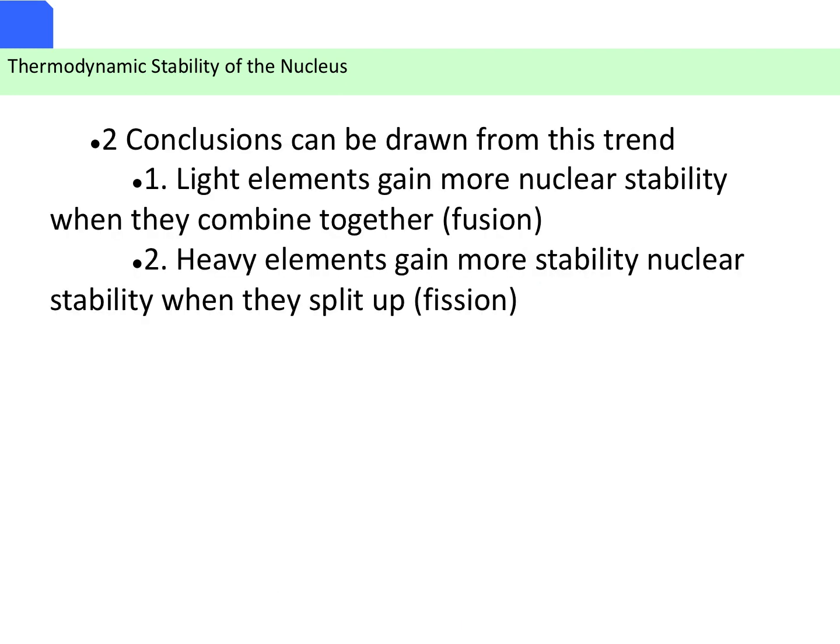So to wrap it all up here, two conclusions can be drawn from the trend of the line of the last page graph. Light elements will gain more nuclear stability when they combine to create fusion, in the process releasing energy, and heavier elements will gain more stability by splitting up and also releasing energy. And so that is why we know that iron is the most stable nucleus, because it has the highest nuclear binding energy, and it's also why we know that it is the most abundant element at the center of our Earth and at the center of most stars.